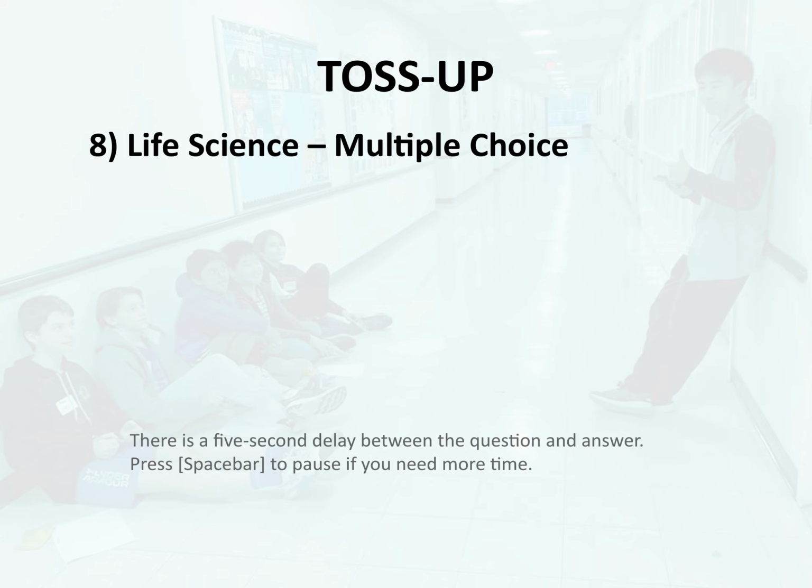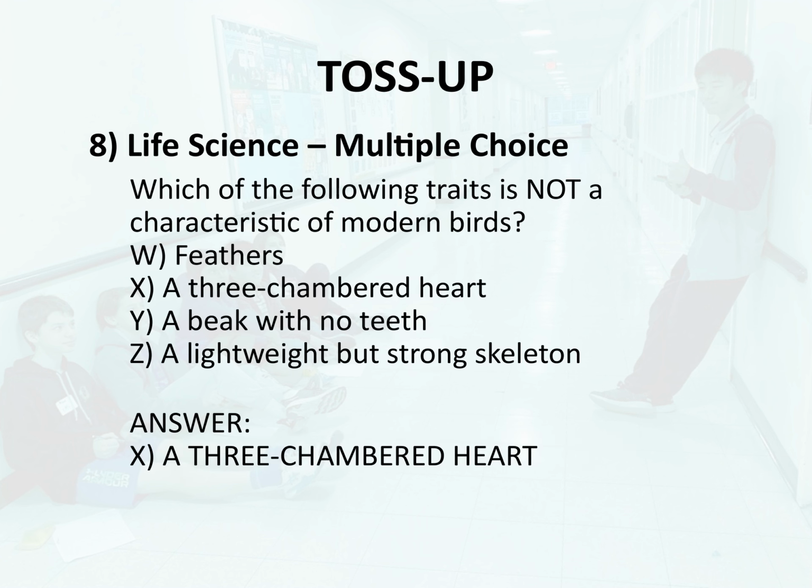Toss-up 8. Life science, multiple choice. Which of the following traits is not a characteristic of modern birds? W. Feathers. X. A 3-chambered heart. Y. A beak with no teeth. Z. A lightweight but strong skeleton. Answer. X. A 3-chambered heart.